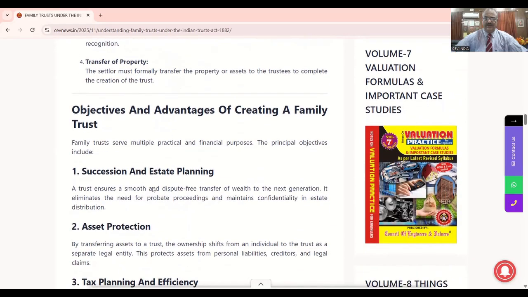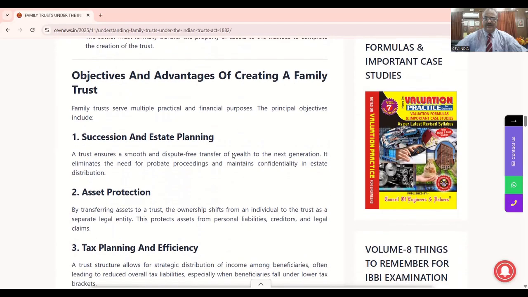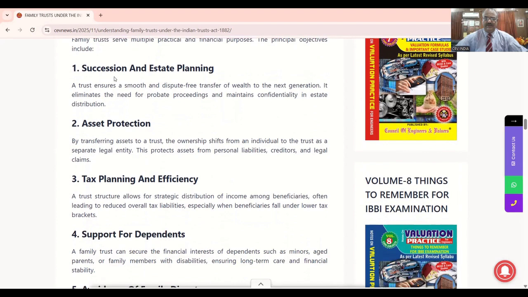Now, objectives and advantages of creating a family trust. What are the objectives and what are the advantages of creating a family trust? A family trust serves multiple practical and financial purposes. The principal objectives include succession and estate planning. A trust ensures a smooth and dispute-free transfer of wealth to the next generation. It eliminates the need for probate proceedings and maintains confidentiality in estate distribution.